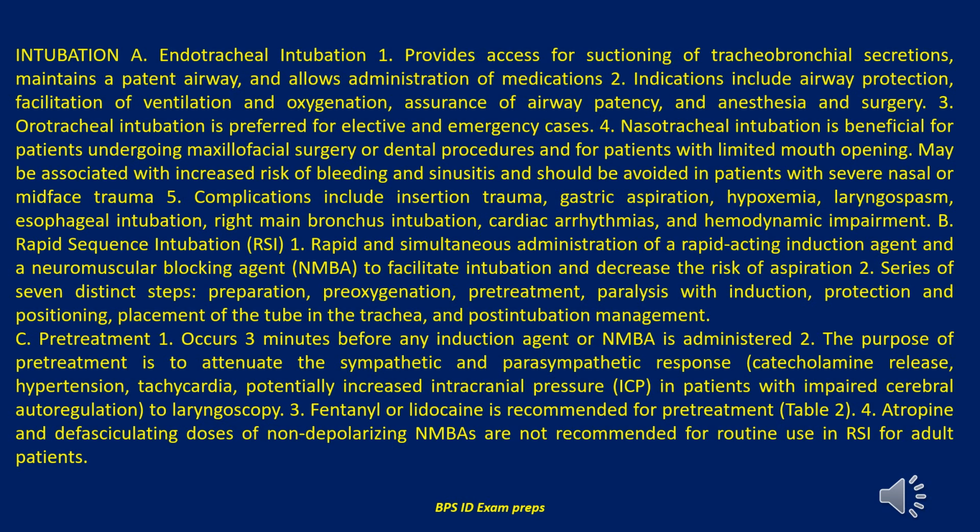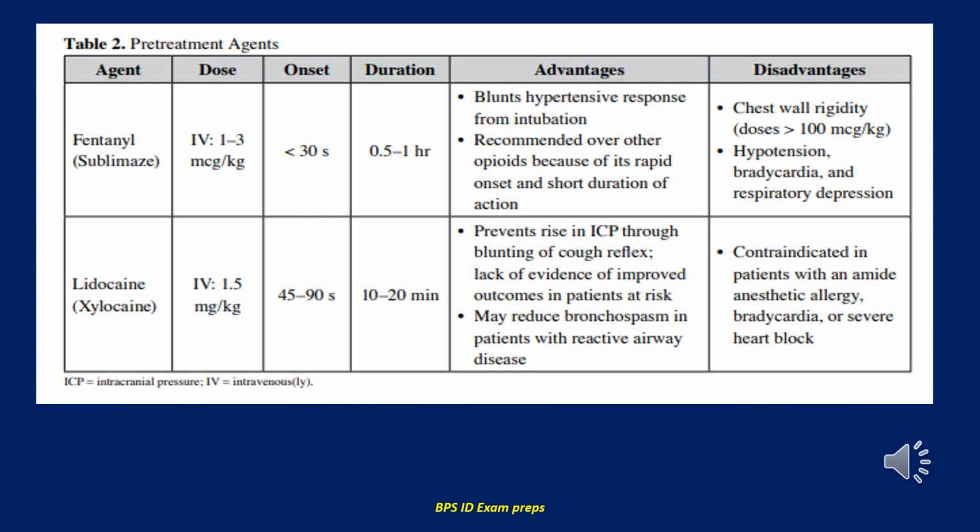C. Regarding pretreatment, 1. It occurs 3 minutes before any induction agent or neuromuscular blocking agent is administered. 2. The purpose of pretreatment is to attenuate the sympathetic and parasympathetic response, catecholamine release, hypertension, tachycardia, and potentially increased intracranial pressure (ICP) in patients with impaired cerebral autoregulation, to laryngoscopy. 3. Fentanyl or lidocaine is recommended for pretreatment, as shown in Table 2. 4. Atropine and defasciculating doses of non-depolarizing neuromuscular blocking agents are not recommended for routine use in RSI for adult patients. Pause the video and carefully scrutinize Table 2 summarizing pretreatment agents.